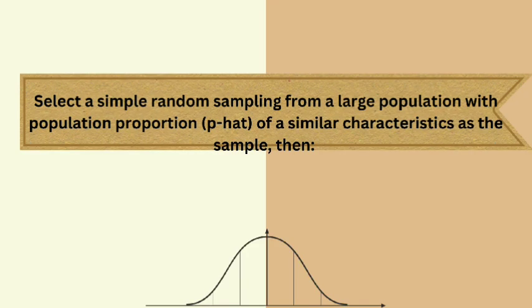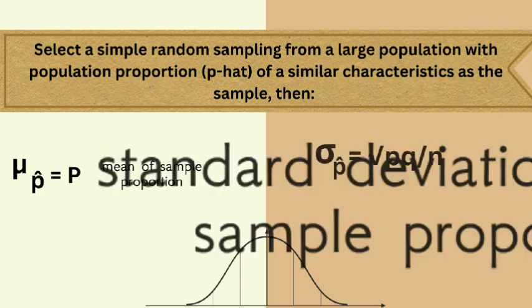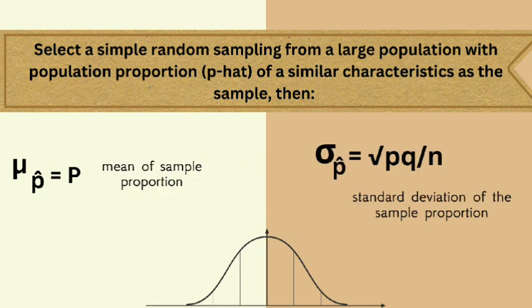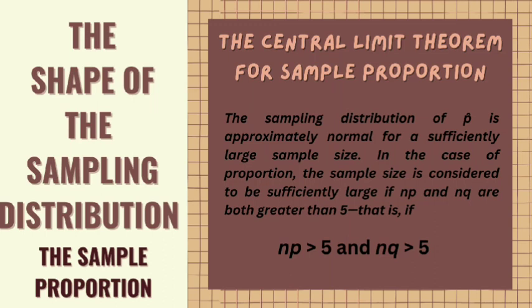Now, to select a simple random sample from a large population with population proportion p of a similar characteristic as the sample, the mean of the proportion is the same as the population proportion. And the standard deviation for our sample proportion is given by the formula square root of PQ all over n. Let us now proceed to the central limit theorem for sample proportion.